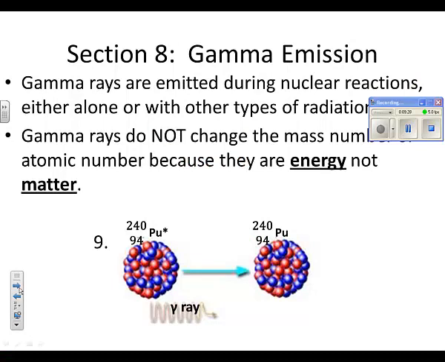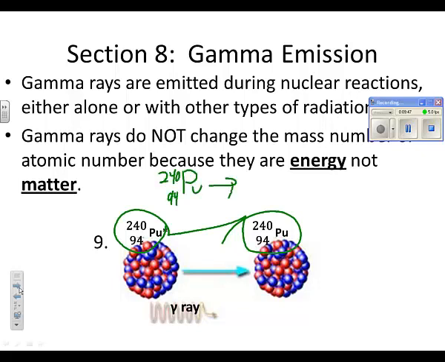And finally, gamma emission, where nothing happens. It's just energy. So you can see we started at plutonium 240, and we end up at plutonium 240. Nothing changes. So the way you would write this, you do Pu, 240, 94, decays into a gamma particle, which would be gamma with a 0 and a 0, and the exact same element. Sorry, this is sloppy. I should give myself more space. That's all there is.